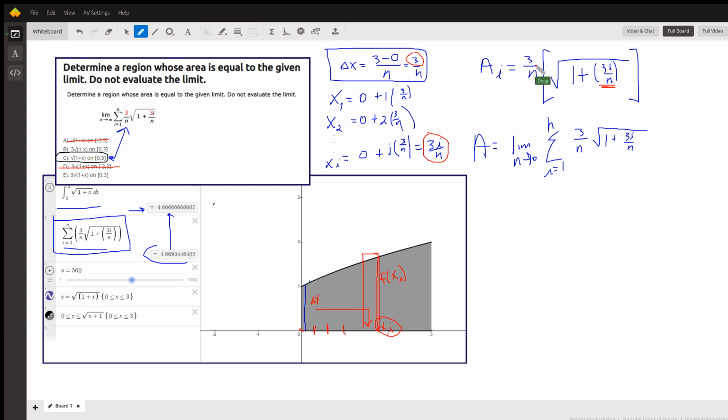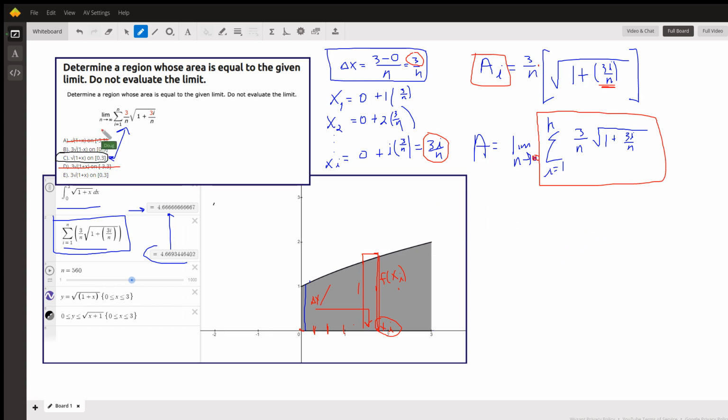We multiply length times width to get the area of the ith rectangle, and then we add them all together, all those rectangles. That's what the summation notation does. And then if we take the limit, that's supposed to be an infinity symbol, as n approaches infinity, we've got an expression that represents the area under this curve.